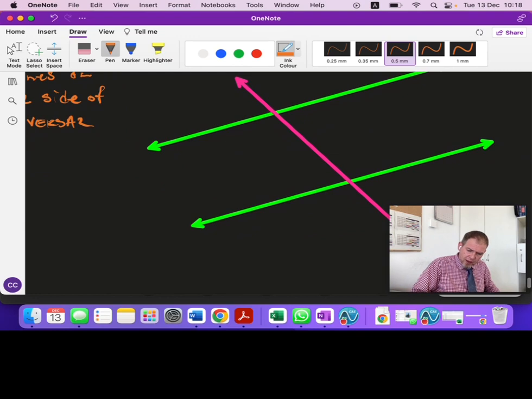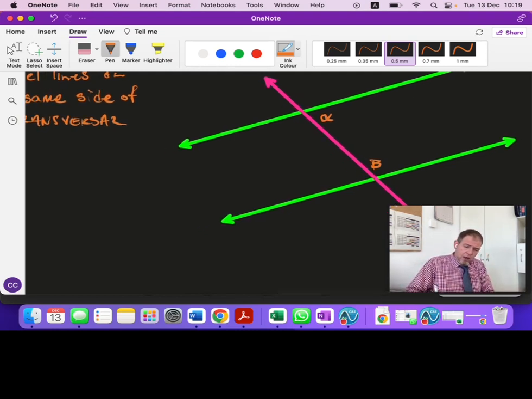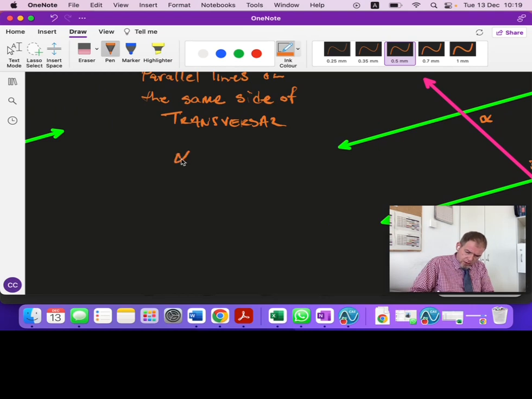And the whole deal with that is, again, using alpha and beta like that, what happens there is always, always, always alpha plus beta have to be supplementary, which means they add to 180 degrees. Again, super useful. We know that if we know that property, we can always use that.